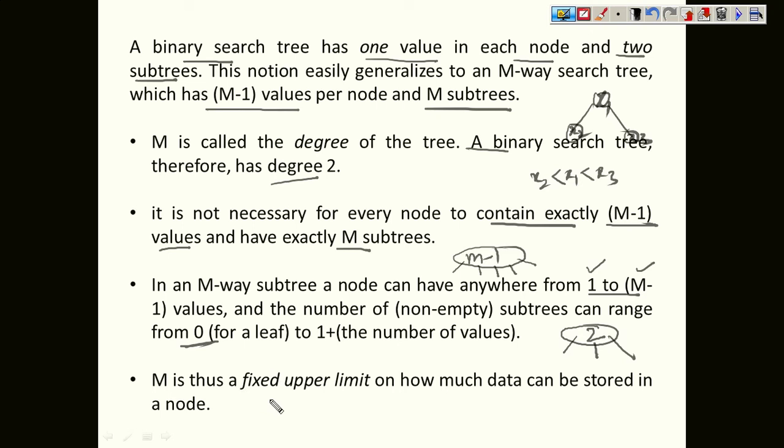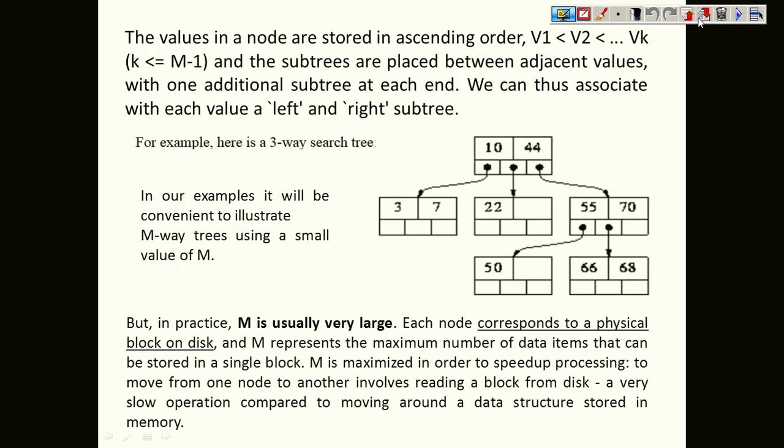M is thus a fixed upper limit on how much data can be stored in a node. So here M is giving you the upper limit. Okay, now let us talk about more properties of this M-way search tree.